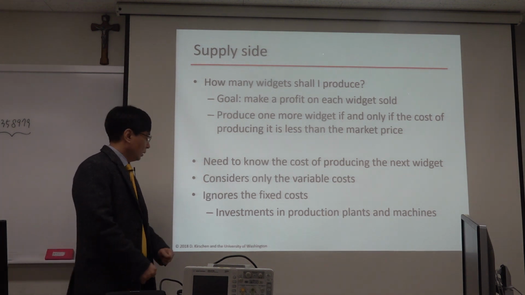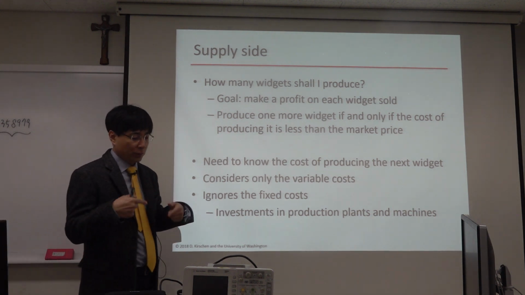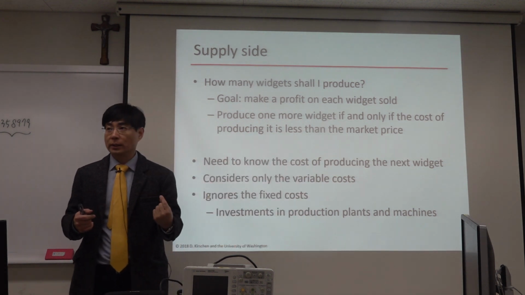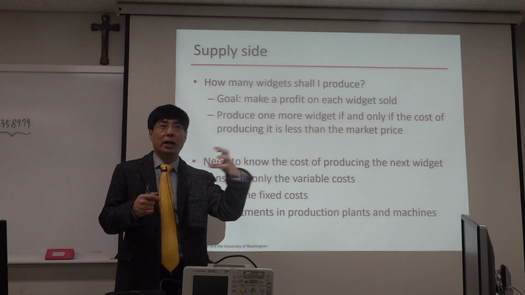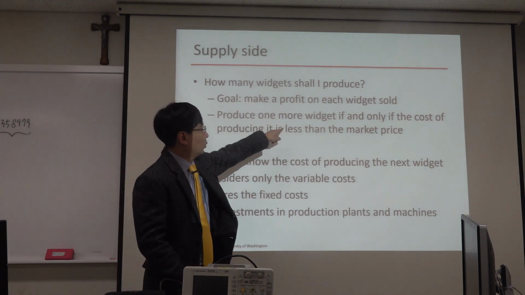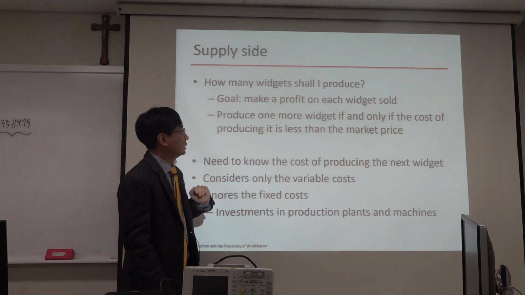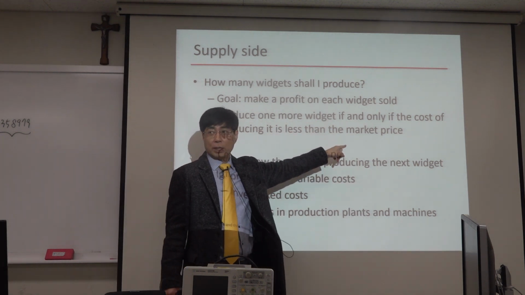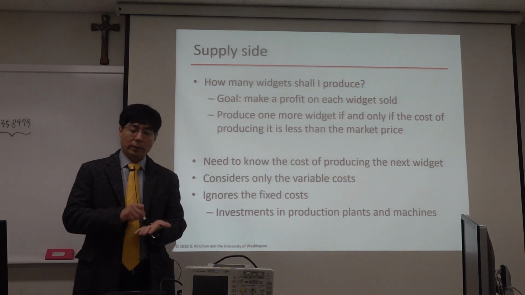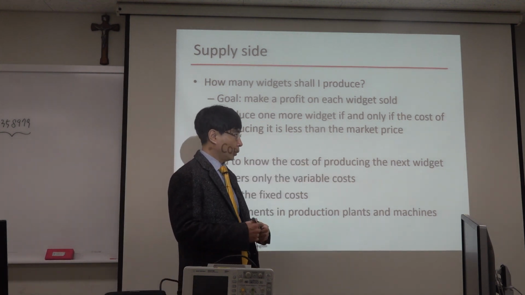So, under this circumstance, you only produce a widget if by selling it you can get some profit. That means the price should be higher than your marginal cost. So produce one more widget if and only if the cost of producing it, the marginal cost, is less than the market price. So to determine the quantity to produce, you need to know the cost of producing the next unit, the marginal cost.